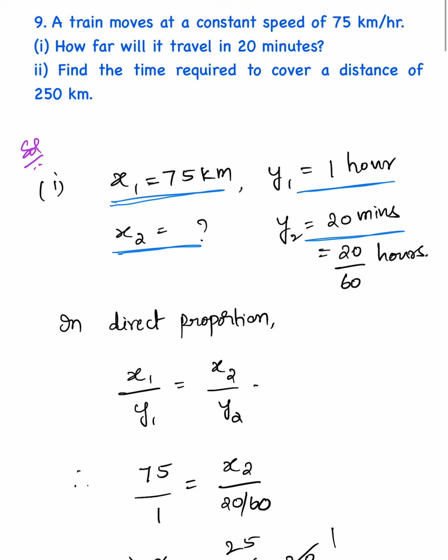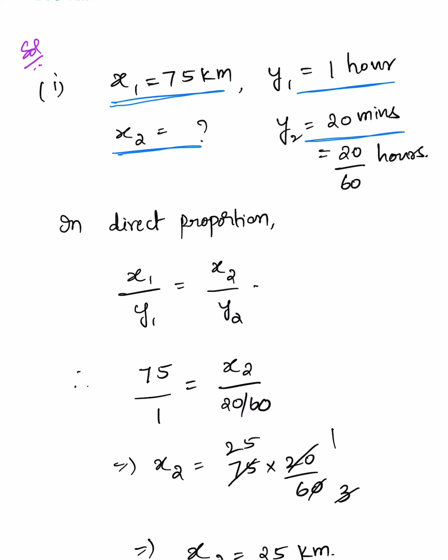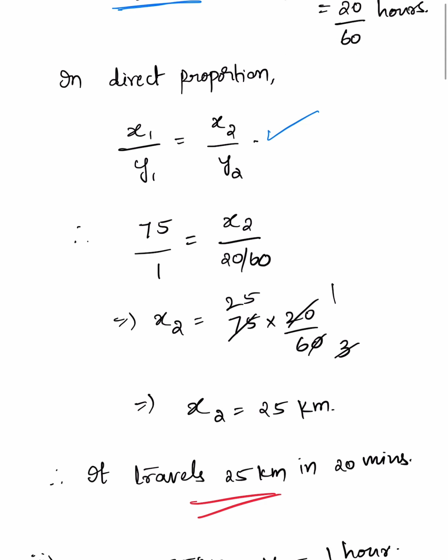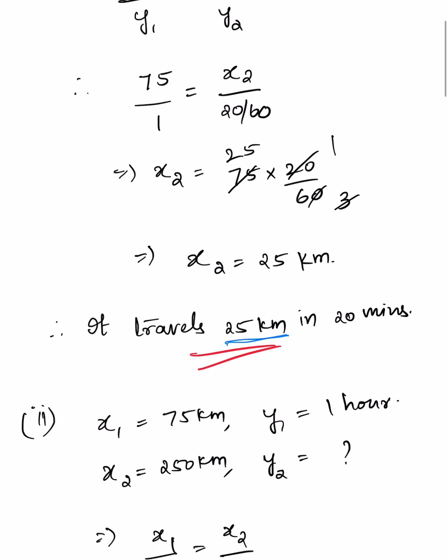In direct proportion we know that x1 by y1 equals x2 by y2. Therefore, x1 is 75 by y1 is 1 equals x2, which we don't know, by 20 by 60, which is y2. Therefore, x2 equals 75 into 20 by 60, that is equal to 25 km. So, it travels 25 km in 20 minutes. This is the answer.